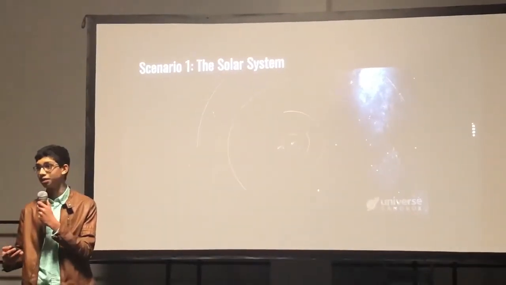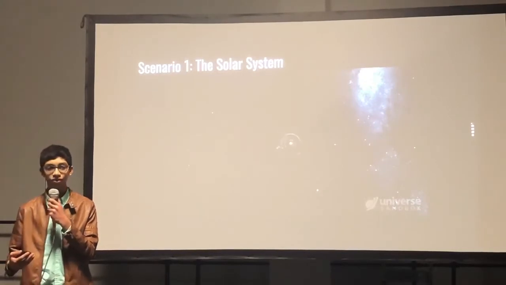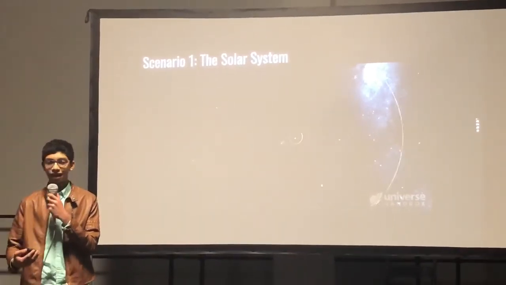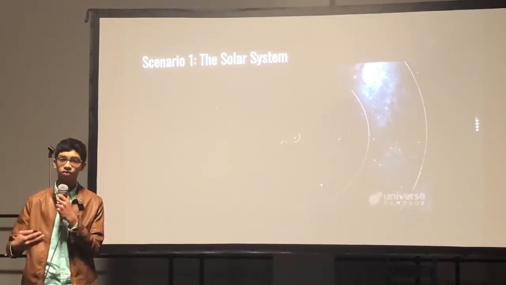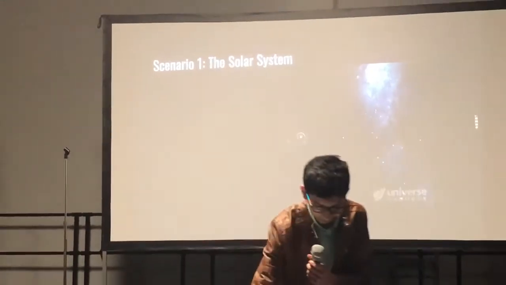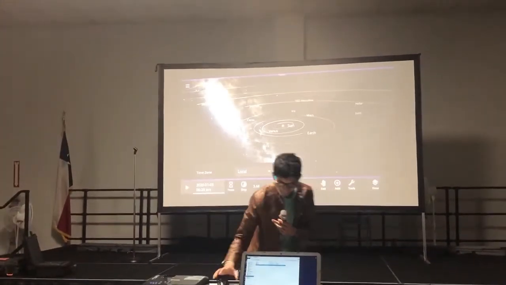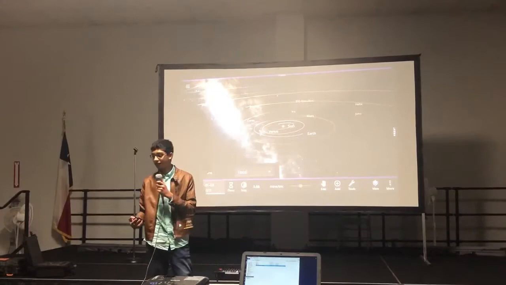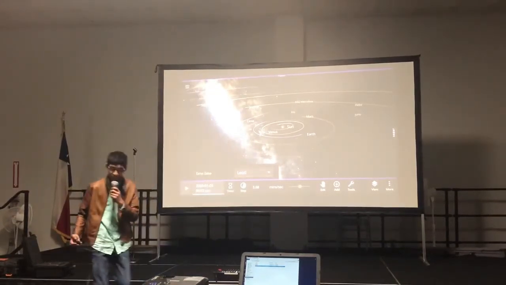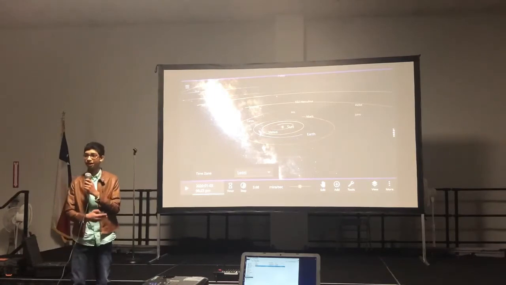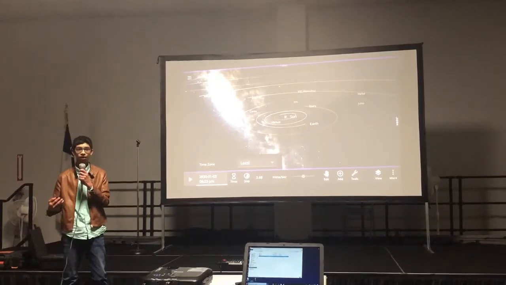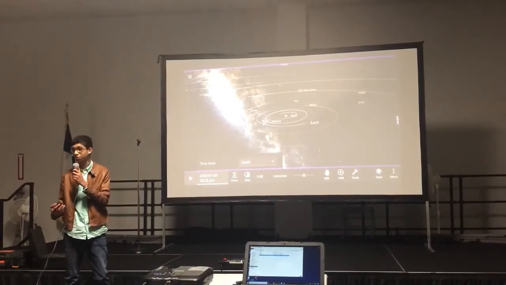Today I'm going to be looking at a few scenarios. The first one will be the solar system, and just see how this software looks at the solar system. And so this is how the software sees the solar system. In the bottom left, there's a timestamp, and you can play around with time as well, but for now I synced it up to about this moment.